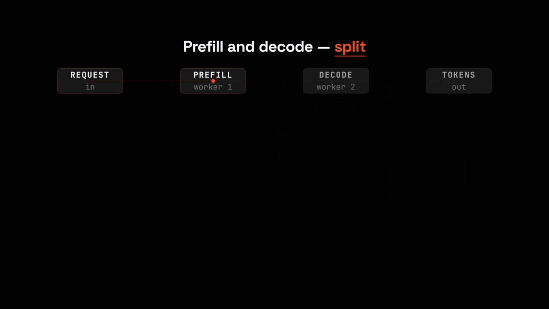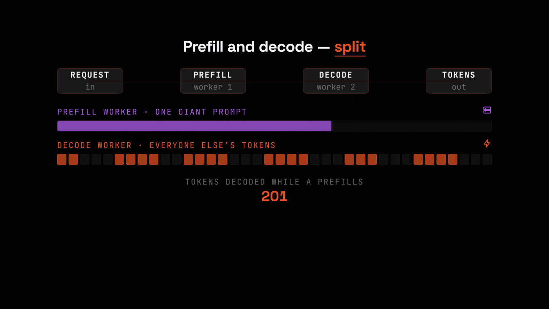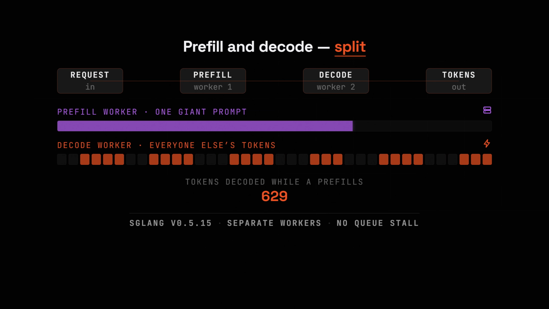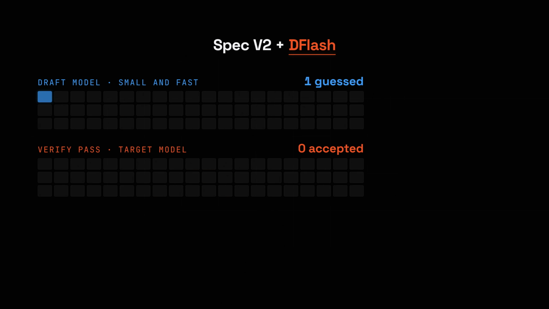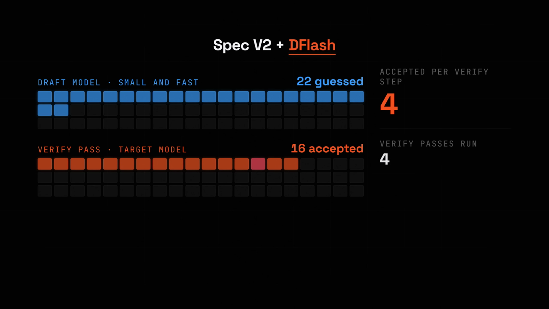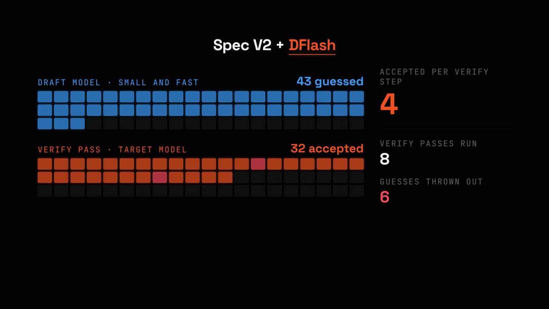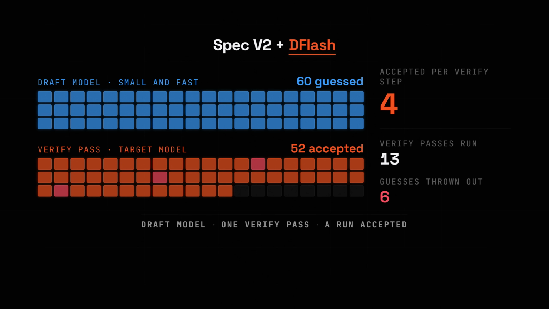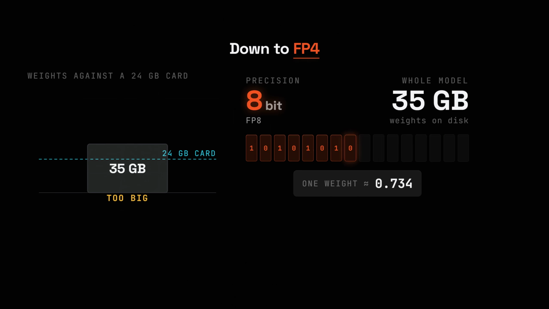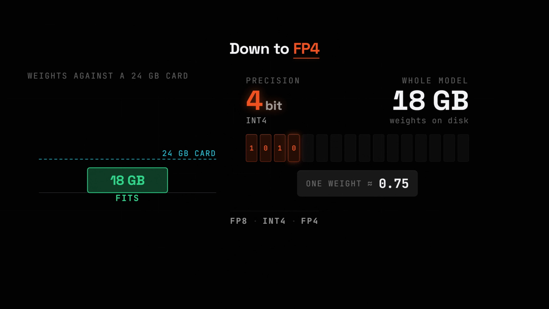RadixAttention is just the headline. SGLang v0.5.15 also splits prefill and decode onto separate workers, so one giant prompt can't stall everyone else's tokens, and it turns on speculative decoding, spec v2 and the new kernel by default. It quantizes down to FP8, int4, even FP4, so the model still fits on your card.